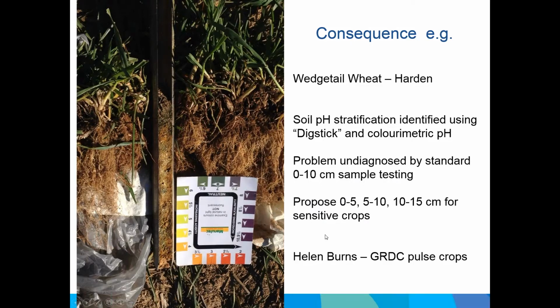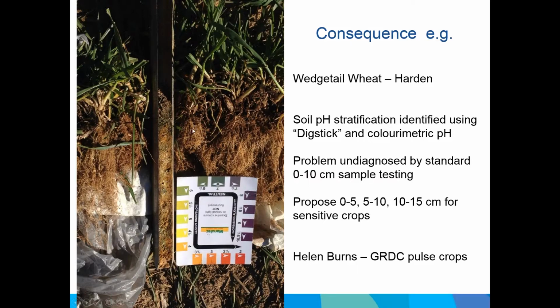The importance of this has really been highlighted by work that Helen Burns from DPI here in Wagga has done on a GRDC project looking at pulse crops, where she's identified this stratification is super common, largely because of our movement towards no-till, our not using incorporation when we put lime on the soil. And so we're getting, if you like, poor information from our 0 to 10 sampling. We're missing the story.